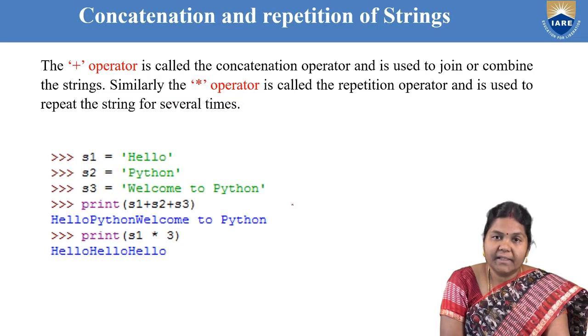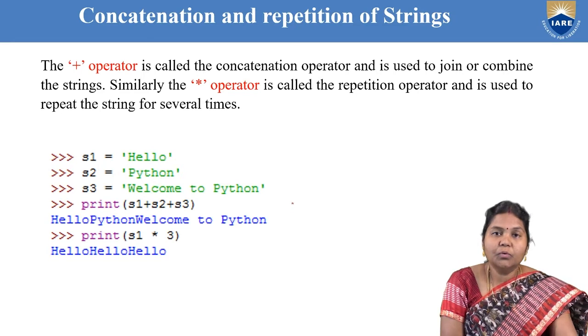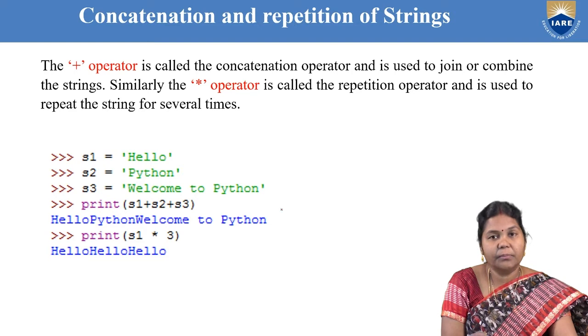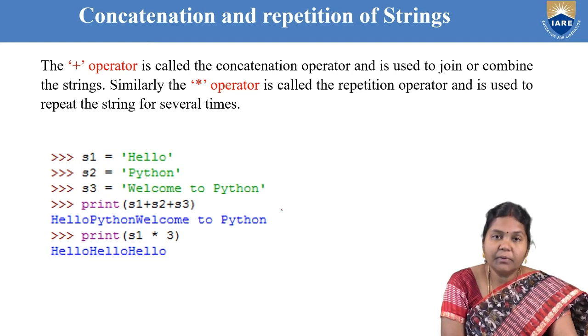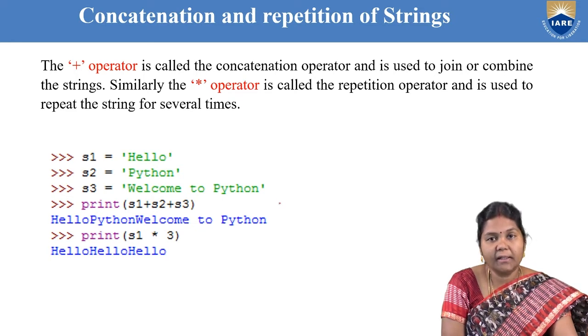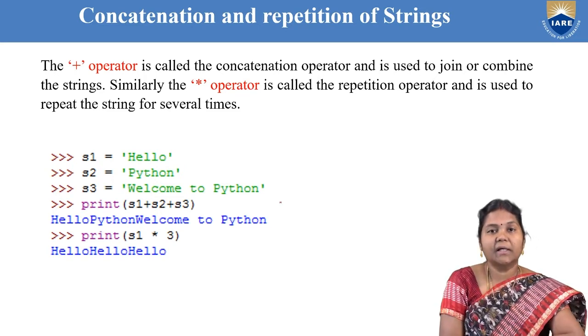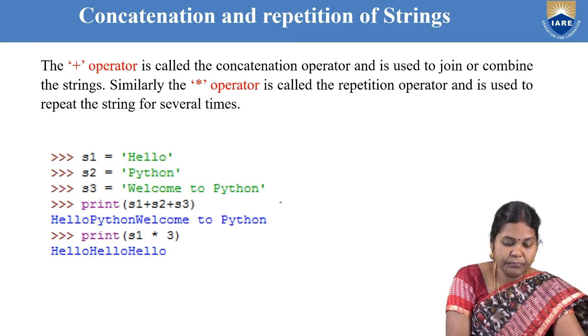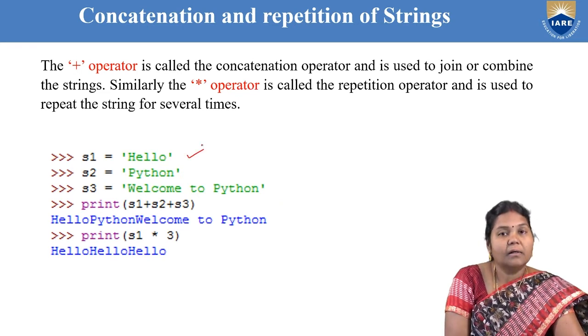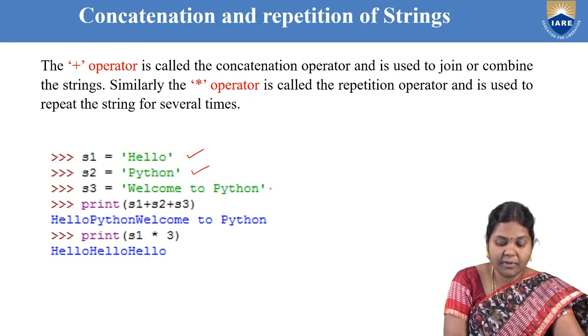Now, let us see some examples of how to concatenate two strings or how to replicate a string multiple number of times. Here we will try to understand the plus operator and star operator. The plus operator is called the concatenation operator and the star operator is known as the repetition operator. So let us see some examples of how to add two strings and how to repeat a string. Here S1 is a string containing hello, S2 is another string containing Python and S3 is a string containing welcome to Python. So there are three string objects available.